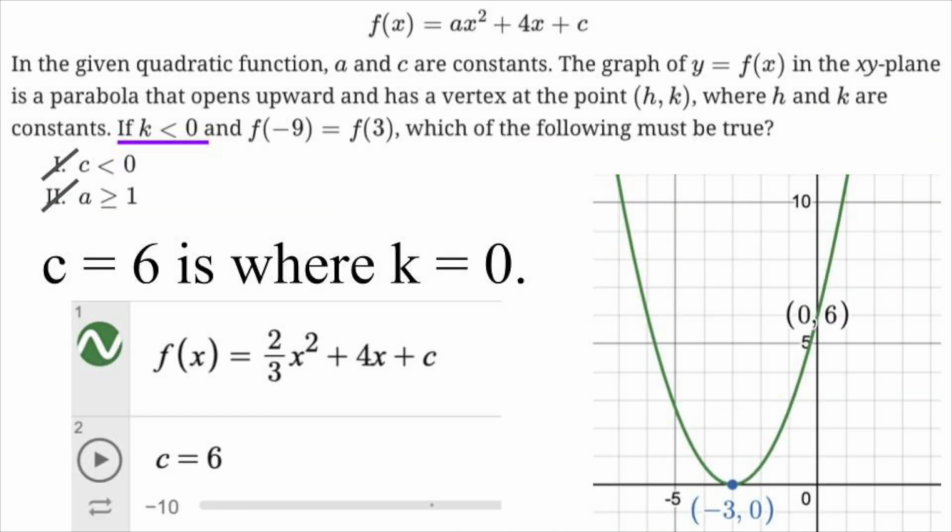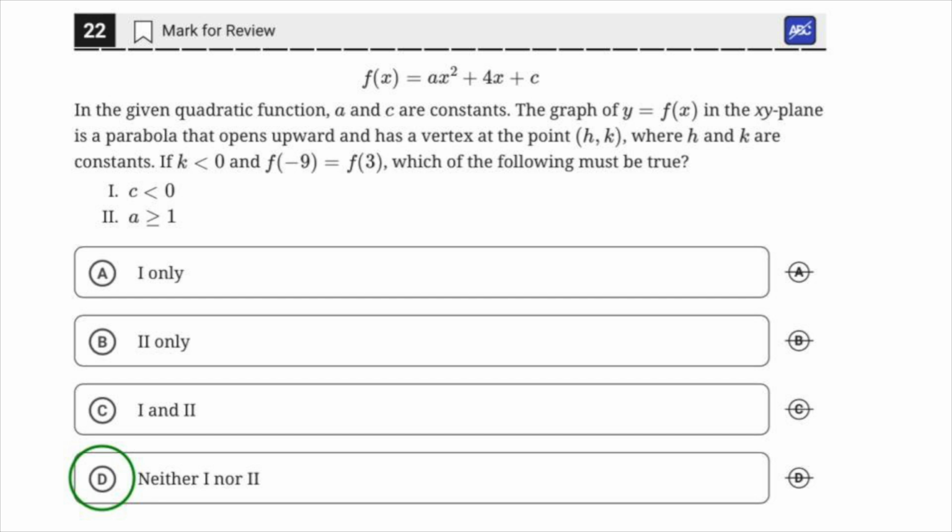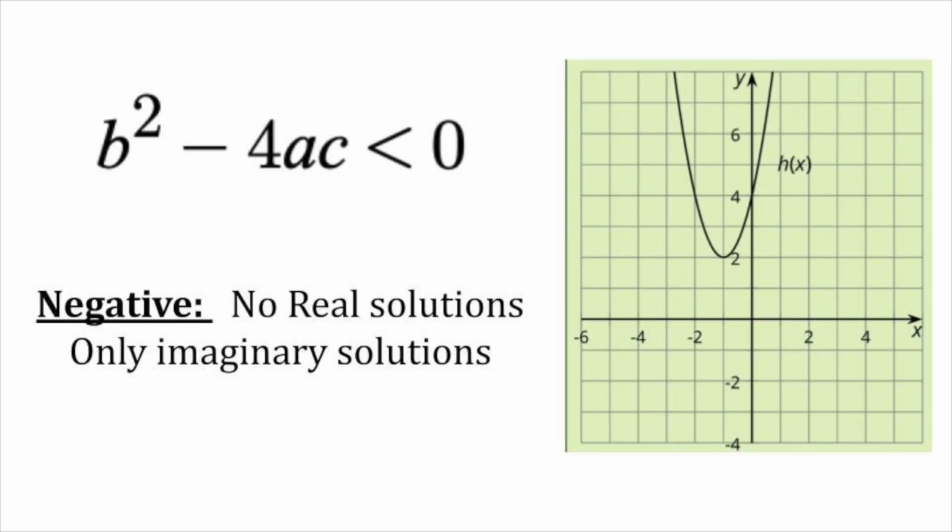Comparing that to Roman numeral 1, we see that it is not necessary for the c value to be below 0. Instead, the c value can be below 6 and still create a k value for the y-coordinate of the vertex that is less than 0. So the correct answer is neither 1 nor 2, answer choice D. You could have used the discriminant as well, but that would be time-consuming and could introduce more human errors.